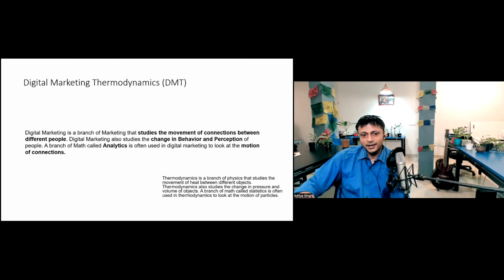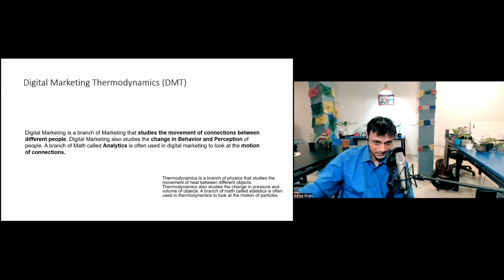So on the bottom right, you would see the real definition of thermodynamics, which says it's a branch of physics that studies the movement of heat between objects. Thermodynamics also studies the change in pressure and volume of objects. A branch of math called statistics is often used in thermodynamics to look at motion of particles.